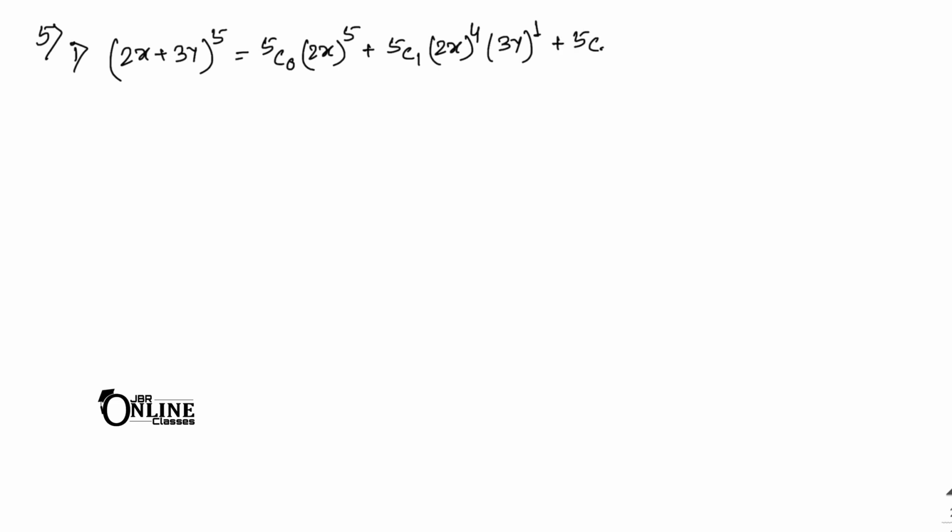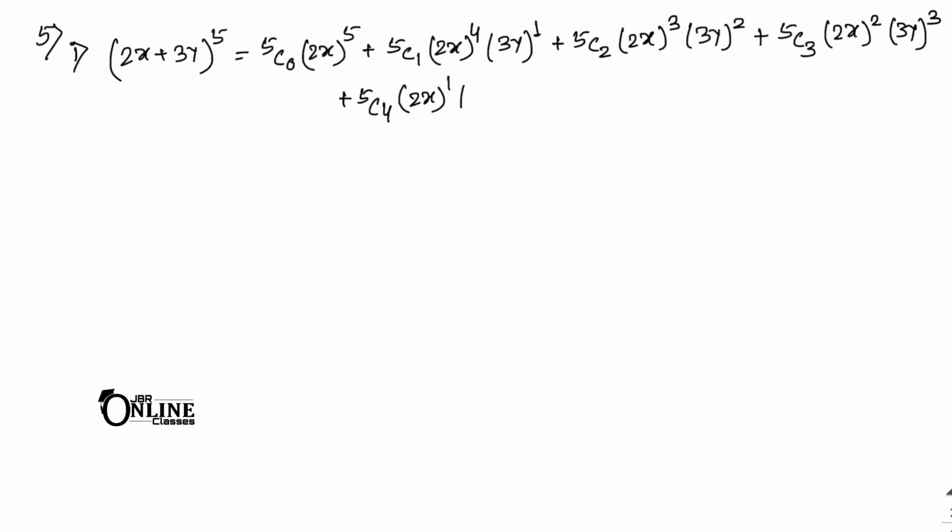So next 5c2, then (2x) whole cube, (3y) whole square. Next 5c3, (2x) whole square, then (3y) whole cube. Next one 5c4, then 2x to the power 1, (3y) to the power 4. And the next one 5c5, then 2x to the power 0, that means 1, and the next one will be 3y to the power 5.